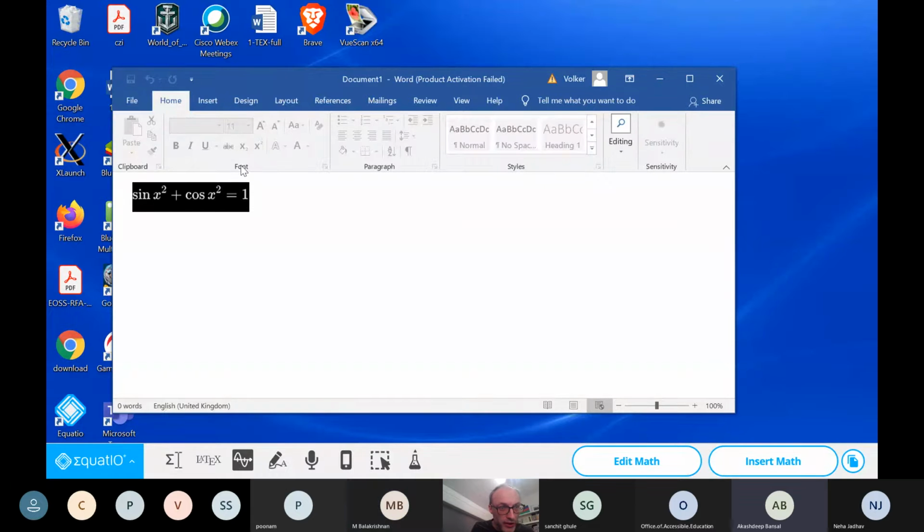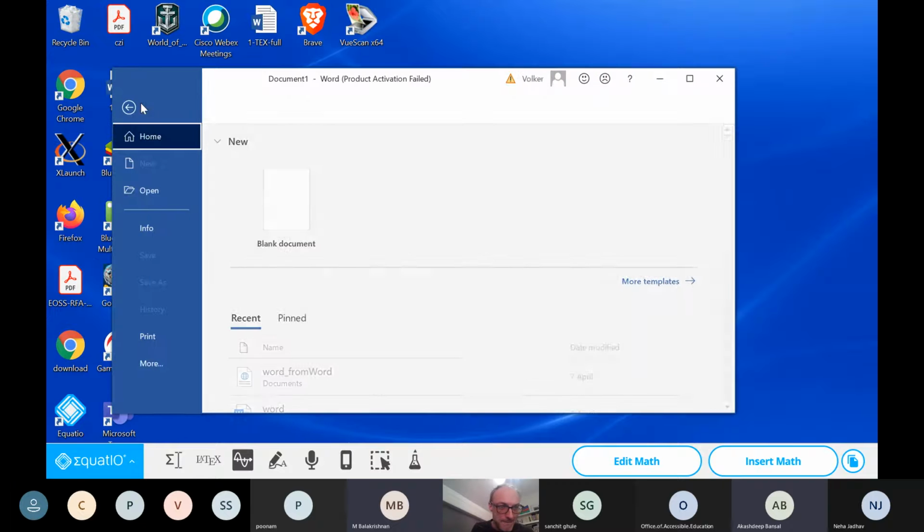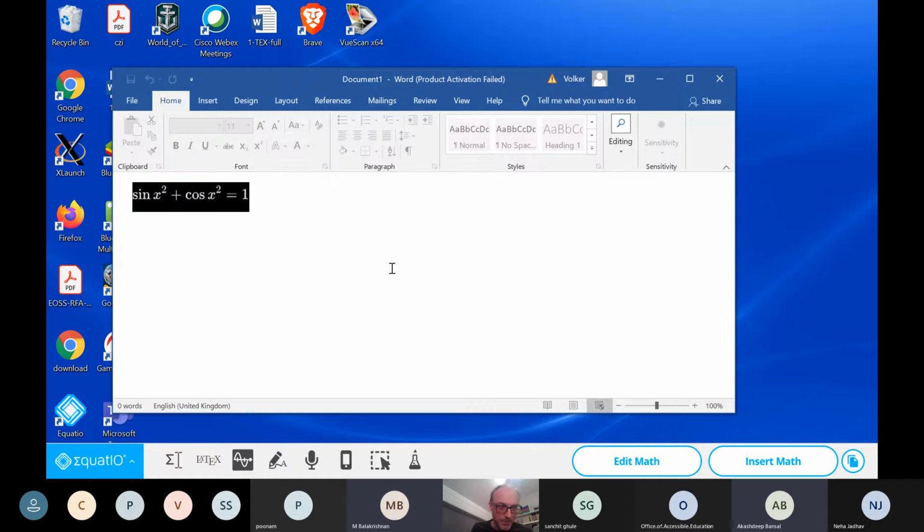Can I change a font here? That's all grayed out. I think there is some activation issue, so it is not actually... Yes, some other issues. So it's some licensing. Mine are paying licensing fees to Microsoft.